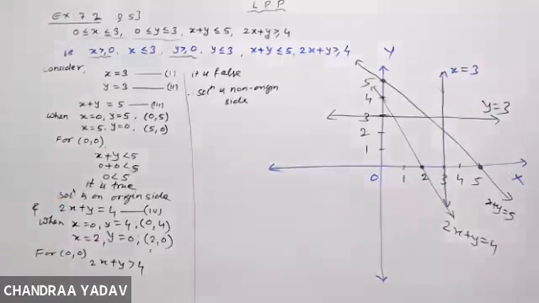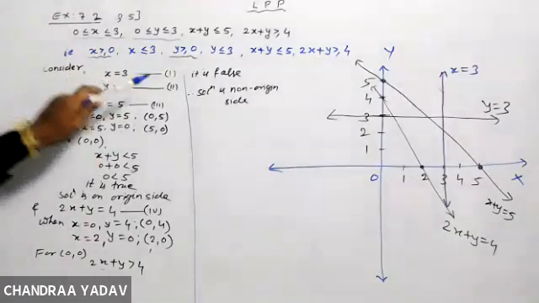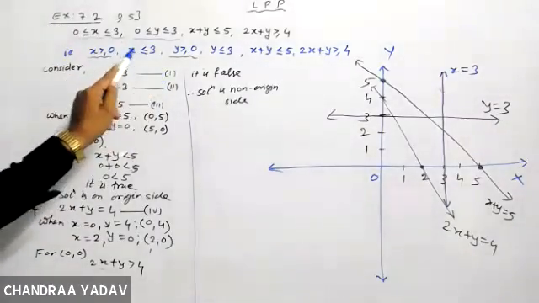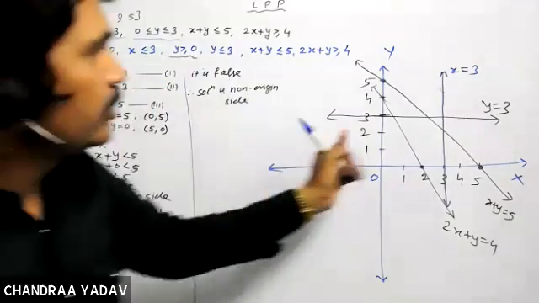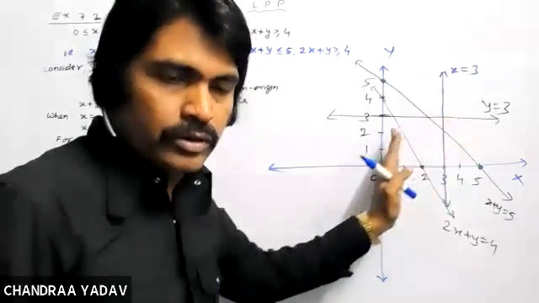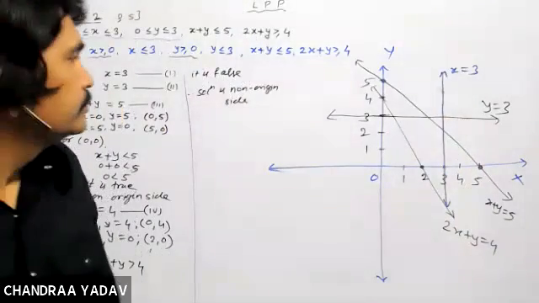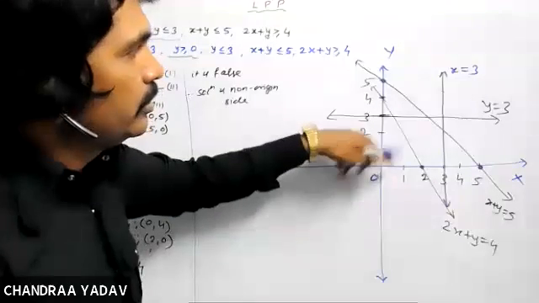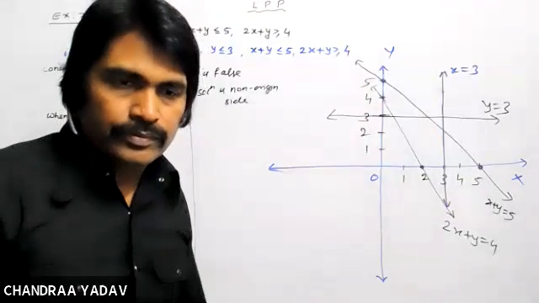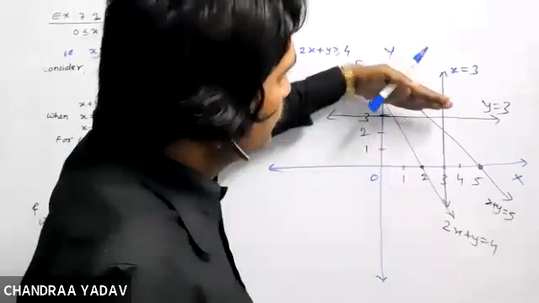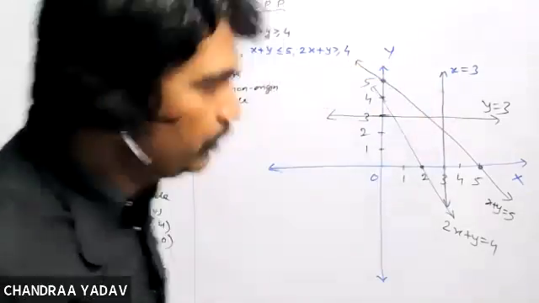Okay. Now, what is the original inequality? This one, x is less than or equal to 3. It means towards the origin or non-origin side? Towards the origin. And y is less than or equal to 3. Towards the origin or non-origin? Towards the origin. So in this one, we have to move on the left side. For this, we have to move below this line.